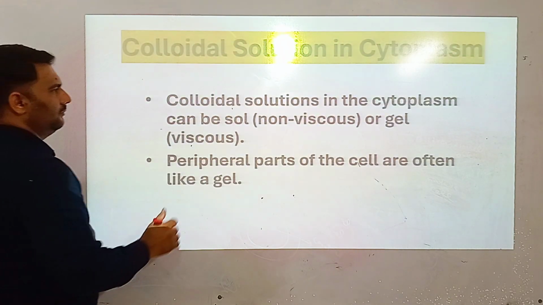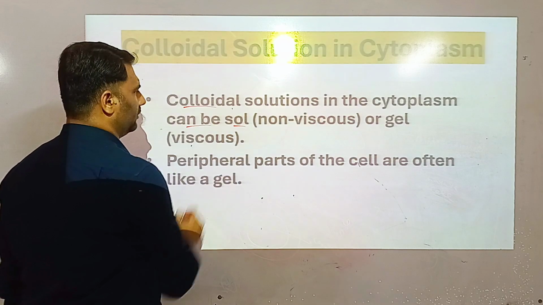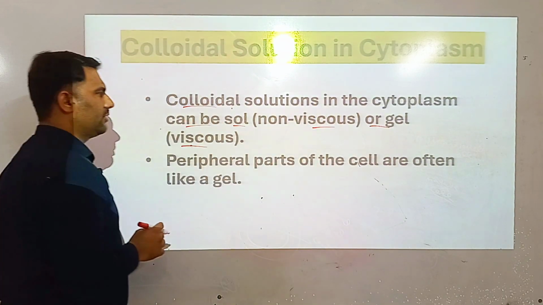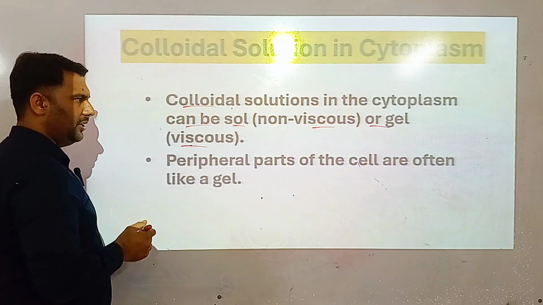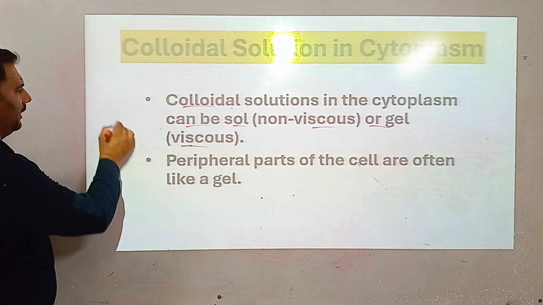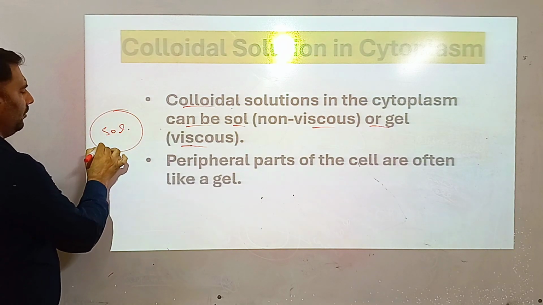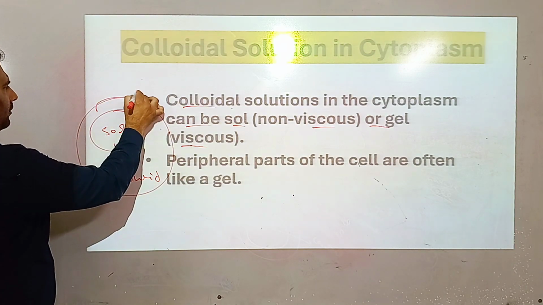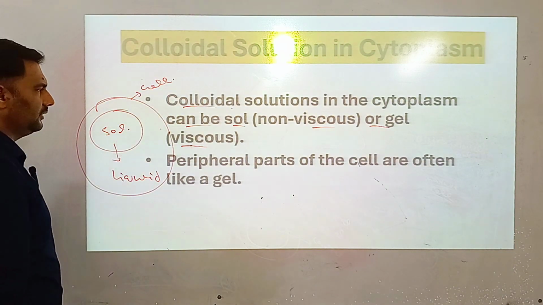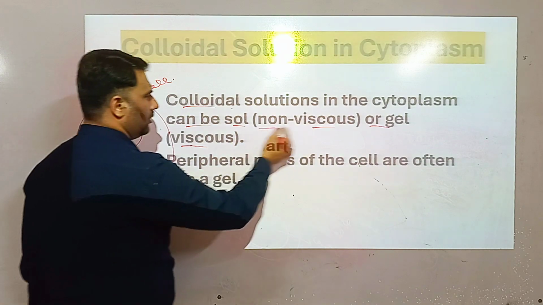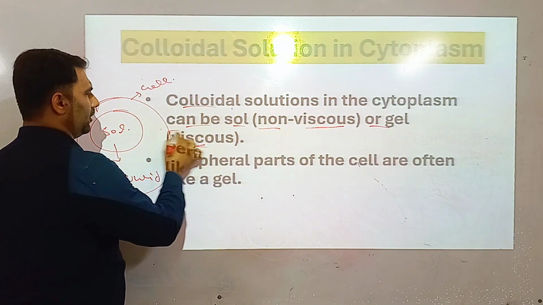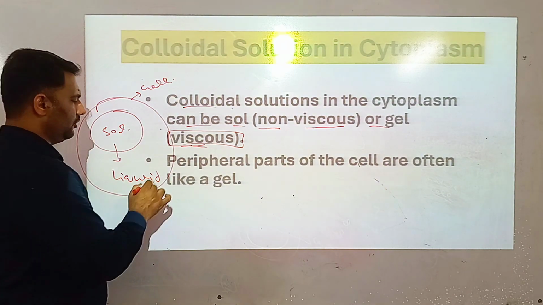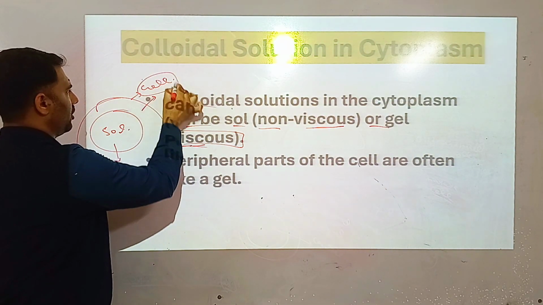Colloidal solution of the cytoplasm. In the cytoplasm, it can be solid, non-viscous, or a gel. I have said earlier, the central region is sol. Sol means liquid, and the outer region is peripheral. This is gel. So the difference is that sol is non-viscous and gel is the viscous part of the cytoplasm. The peripheral parts of the cell are often like a gel.